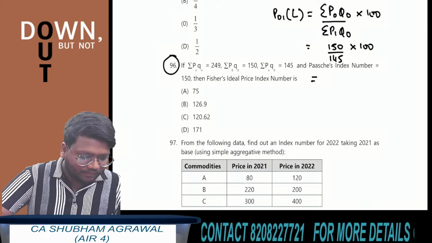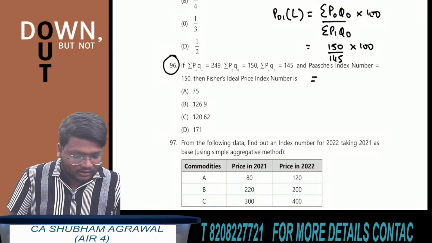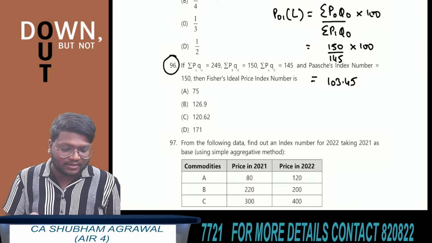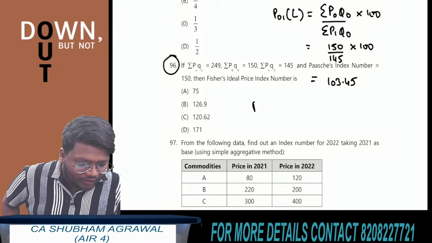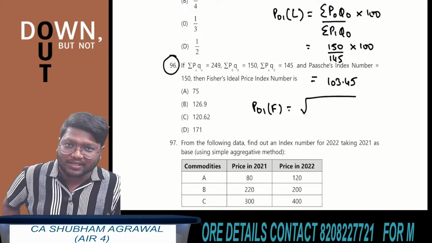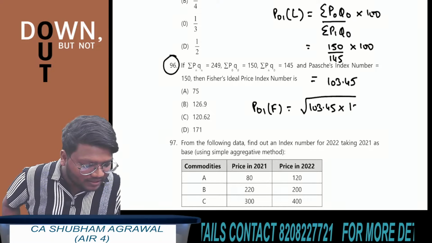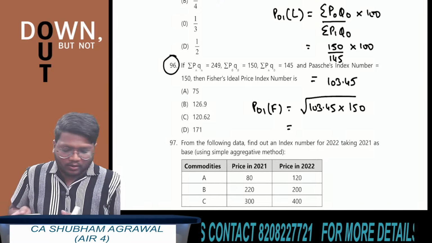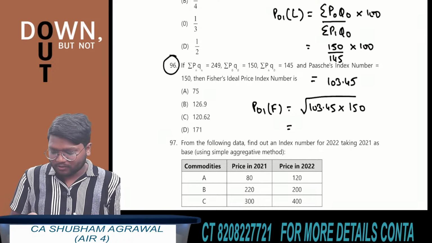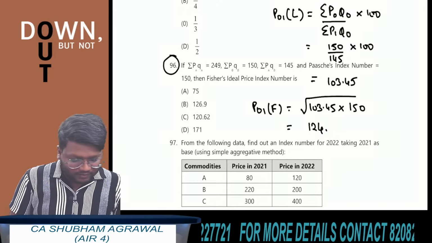Find it on the calculator. 150 divided by 145 multiplied by 100. This is 103.45, if you are rounding off up to 2 decimal places. Now Fisher's ideal price index number is the geometric mean of Laspeyres' and Paasche's price index number. Laspeyres' price index number is 103.45 and Paasche's price index number is 150. 103.45 multiplied by 150, whatever you have got, find the square root of it. The final answer is 124.57.